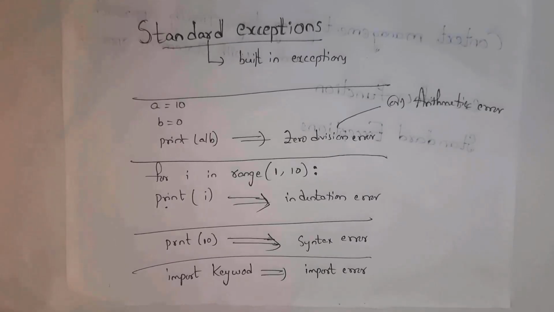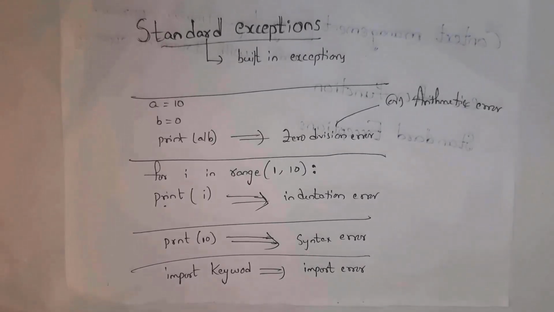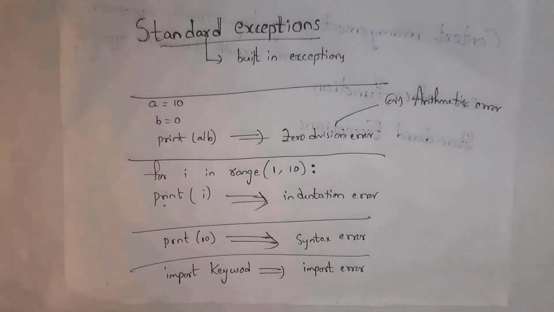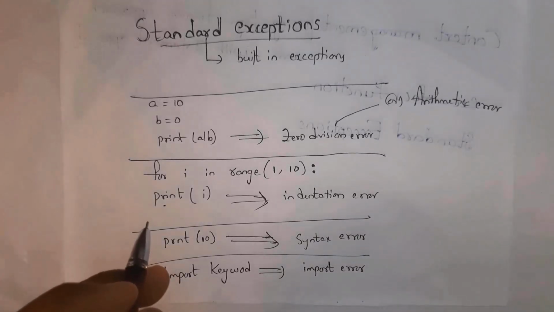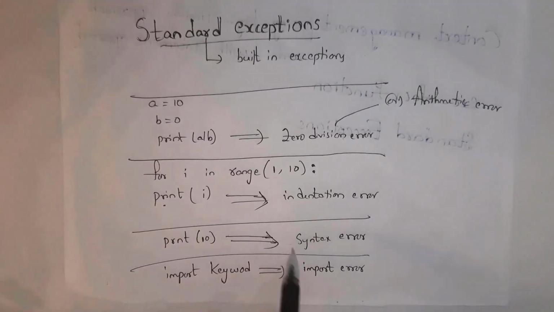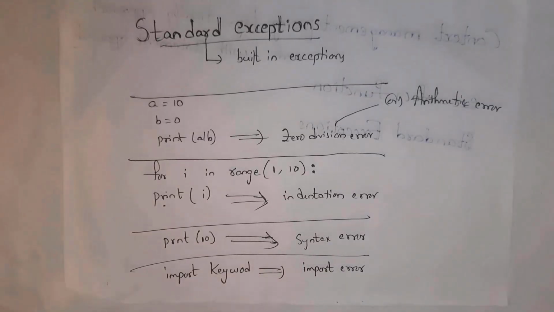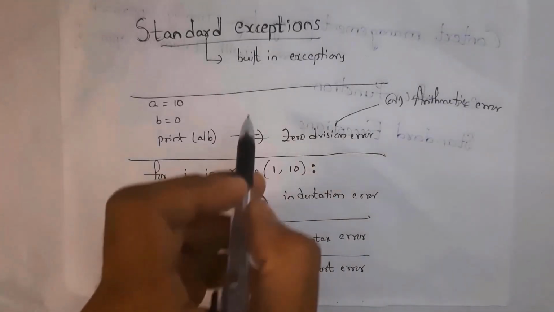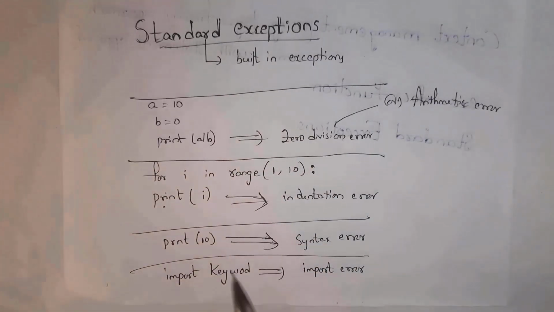Next I will explain standard exceptions in Python. We also call these standard exceptions built-in exceptions because these exceptions are already present in Python. ZeroDivisionError, and next IndentationError, SyntaxError, ImportError. All these are examples of standard exceptions because these exceptions are already present in Python. So whenever any exception occurs in our program, it will display those exceptions.